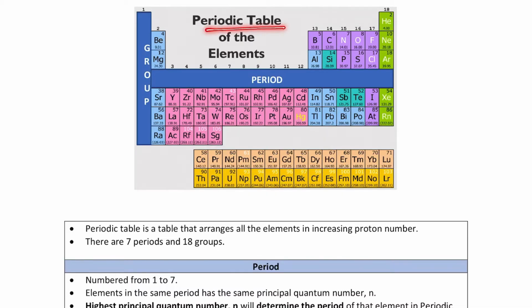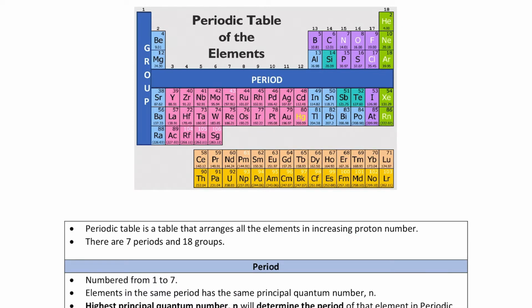So this is the periodic table of elements. The periodic table is a table that arranges all the elements in increasing proton number. As you can see from this periodic table, for example over here, hydrogen 1 proton, helium 2 proton, and then over here lithium 3 proton, beryllium 4, 5, 6, 7, 8 and so on. So as you can see, the arrangement is in increasing order of proton number.